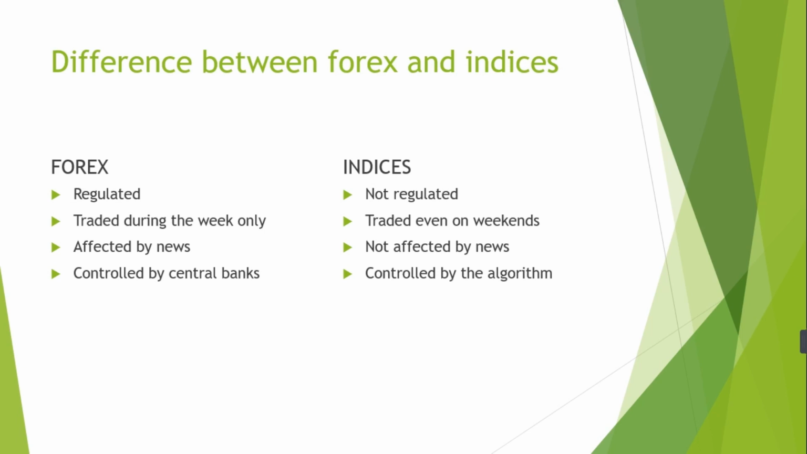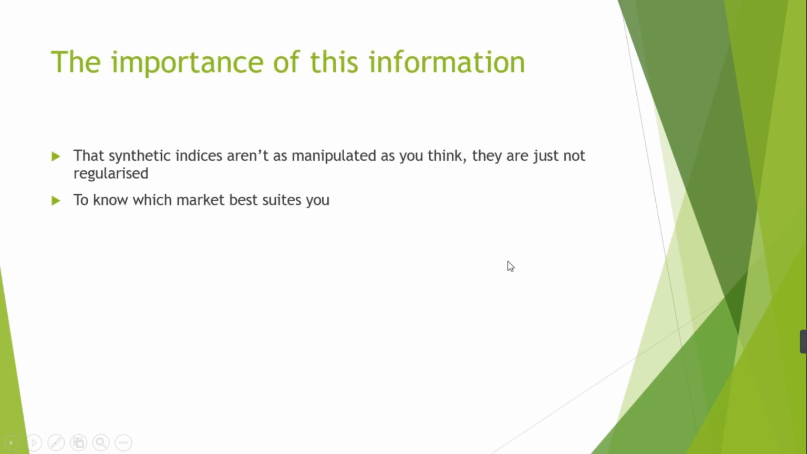And the indices are controlled by the algorithm. As I said, it is controlled by a program that is already set, and you cannot change it. What is the importance of this information? So that you know that the indices aren't as manipulated as you think, because the program is already set. There's nobody who can change it. You just have to have a strategy that works, and you have to trade.